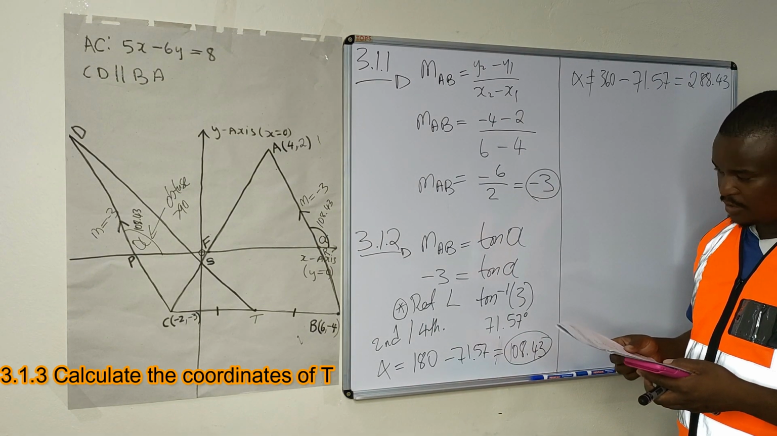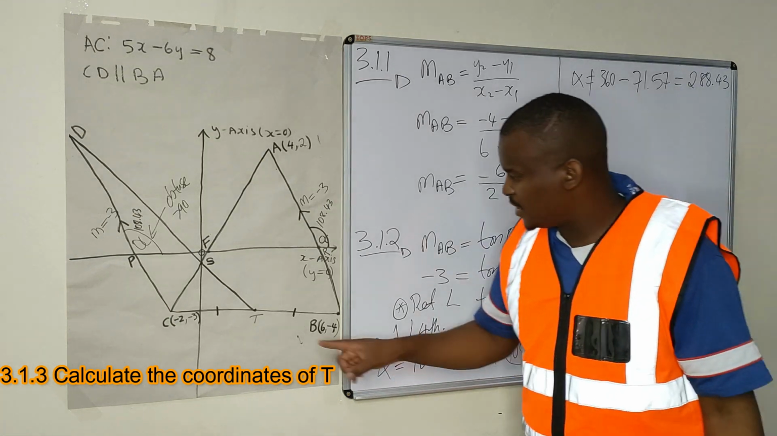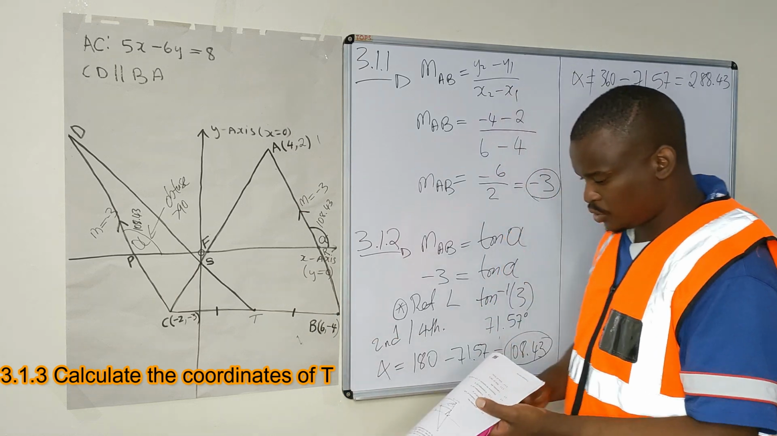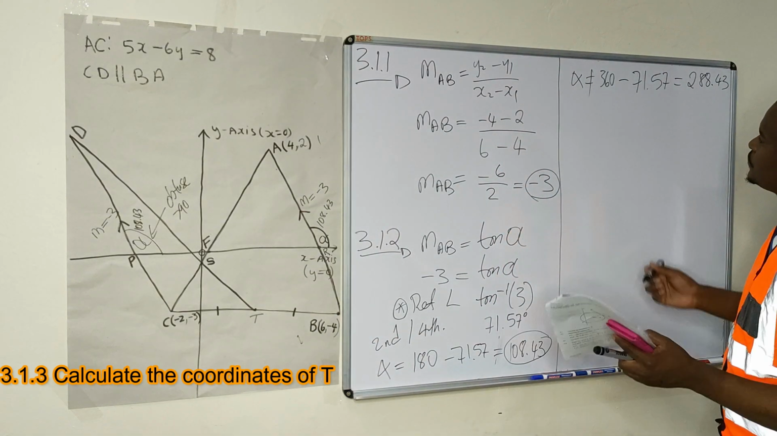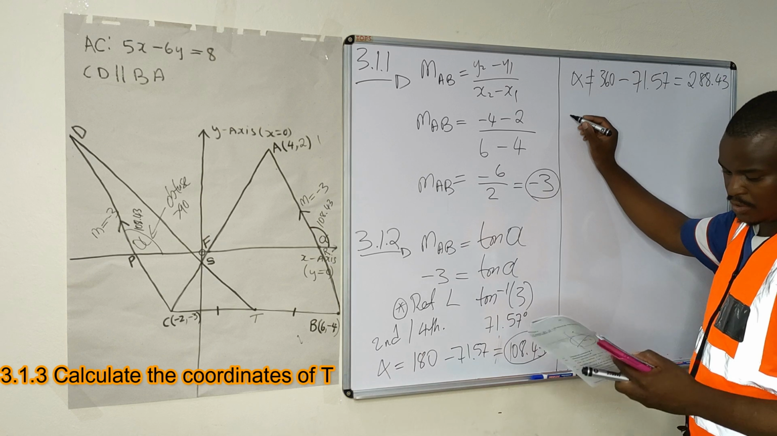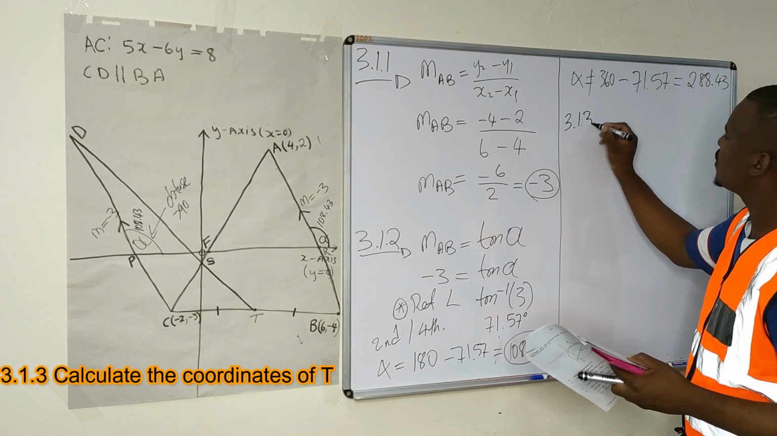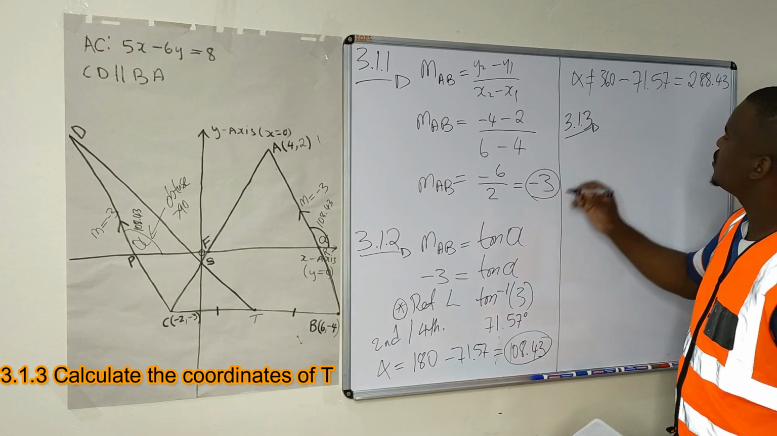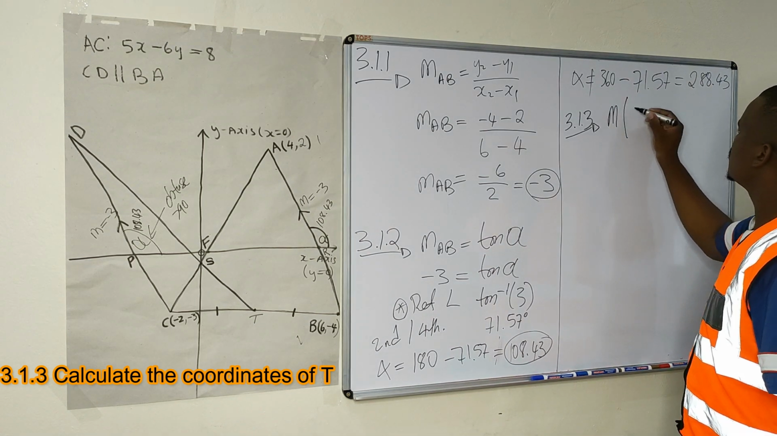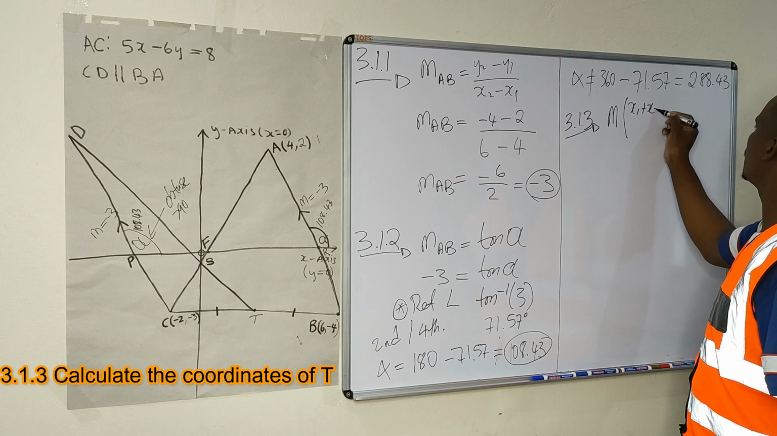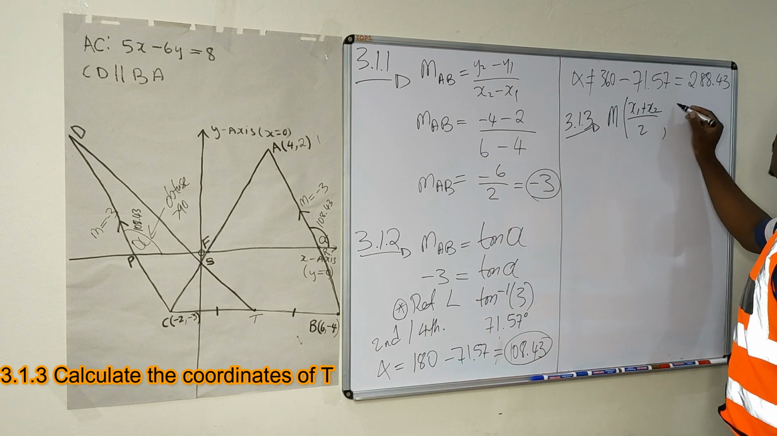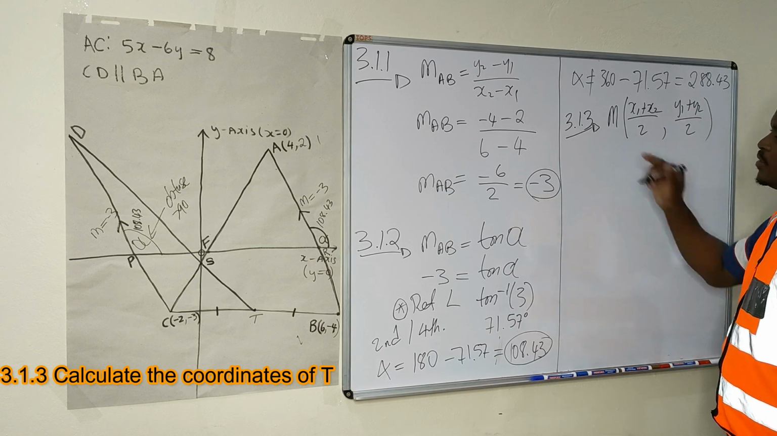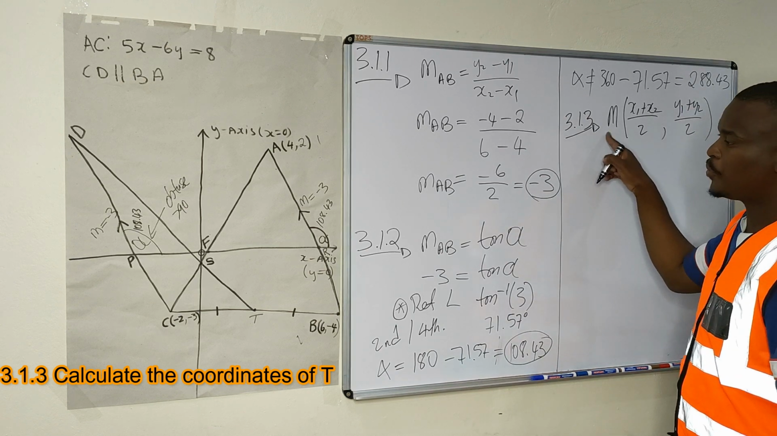Calculate the coordinates of T. What is T? T is the midpoint of these 2 points, right? So to find the midpoint of T, 3.1.3. You know that the midpoint is x1 plus x2 over 2 and y1 plus y2 over 2. That's your midpoint.